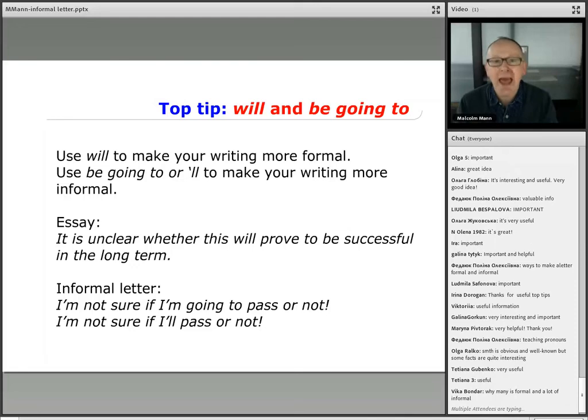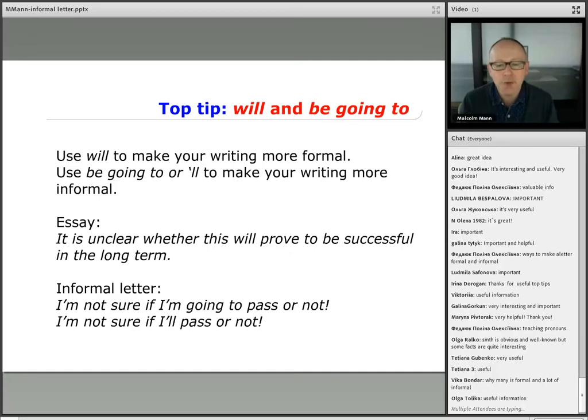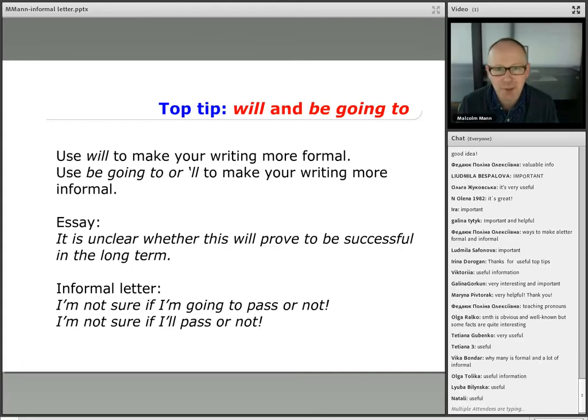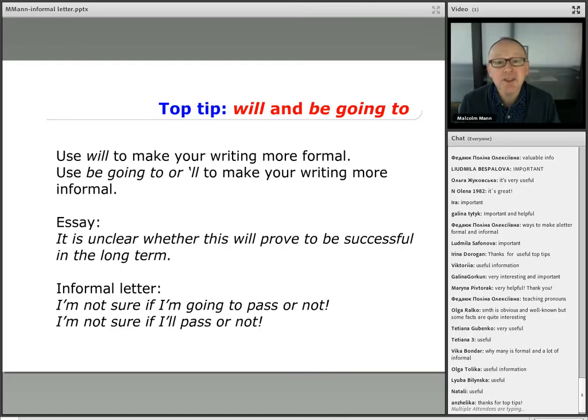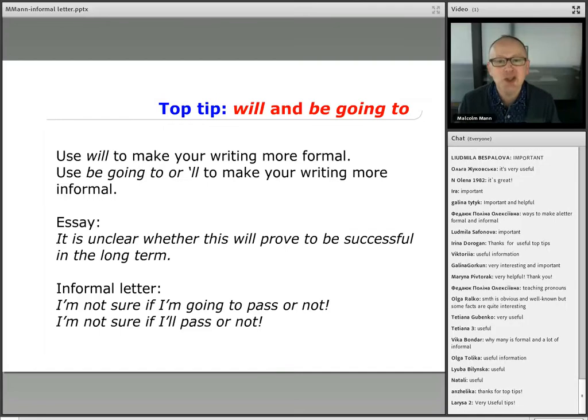And the apostrophe LL, the short form of will, is more informal, obviously. So in an essay, for example, when we're being formal, it is unclear whether this will prove to be successful in the long term. That's actually a prediction based on present evidence, which is exactly the same function as this one, but in an informal letter, we wouldn't use the full form will because it's too formal. And this is a mistake that lots of students make.